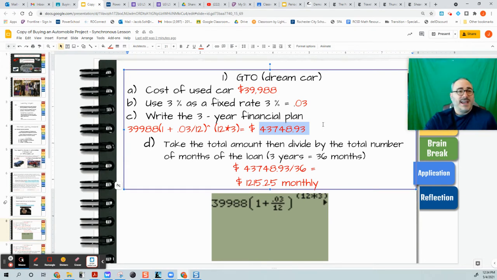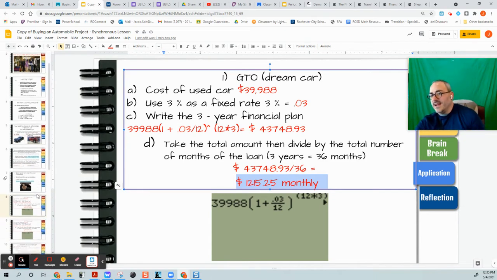Once you have the total paid for this loan over the course of 3 years, you'll then take that number and divide by 36. Why 36? Because 3 years and 12 months in every year, 3 times 12 is 36. There's 36 months in 3 years. So you're dividing by 36 to find the total monthly payment. There's the total monthly payment right there.